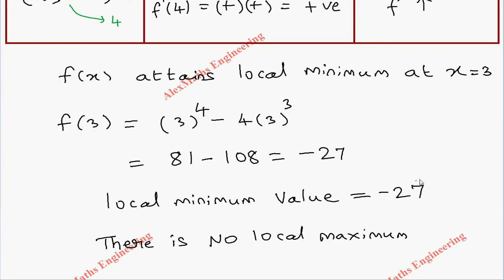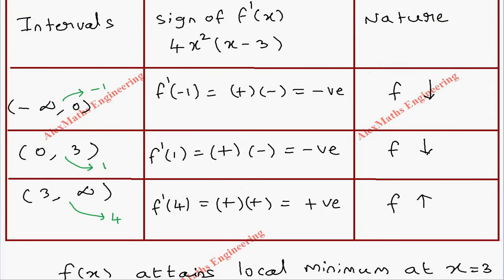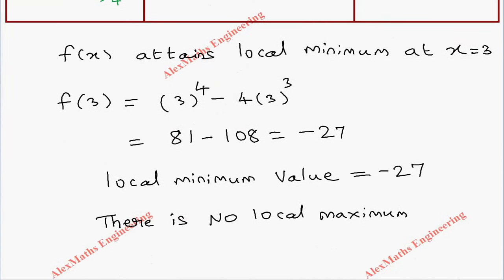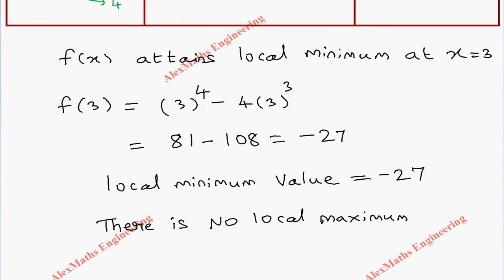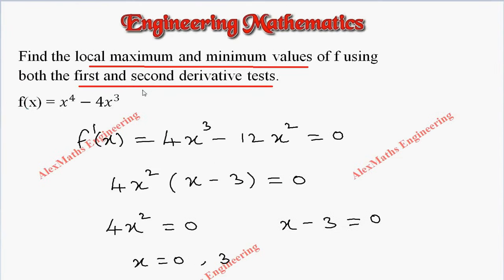And there is no local maximum. Maximum occurs when the function keeps on increasing, then after that starts decreasing. But here we have only decreasing, then increasing. So from this, we get only local minimum and we don't have local maximum. So we have found the local minimum value using the first derivative test.